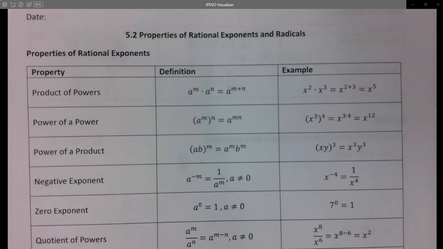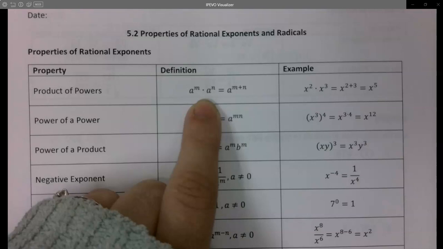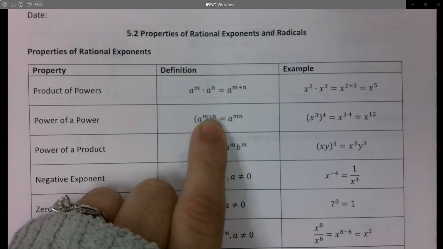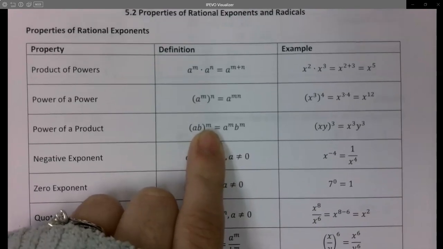Okay, so today we are looking back at properties of rational exponents and radicals. Up at the top, I have all of the properties listed out. Products of powers means if you have two of the same base being multiplied together, you add the exponents. If you have an exponent to an exponent, you multiply. If you have two things inside with the same exponent, the exponent is given to each of them.